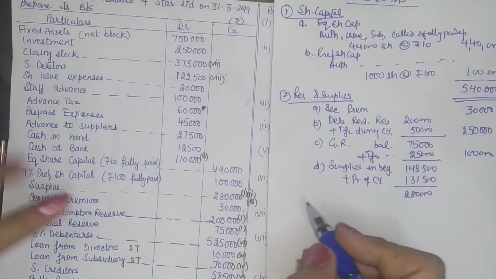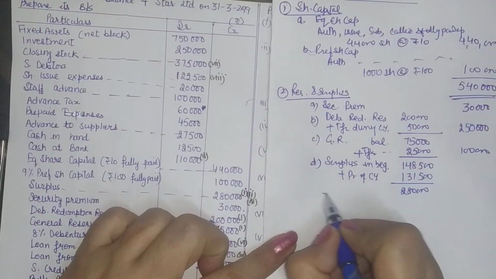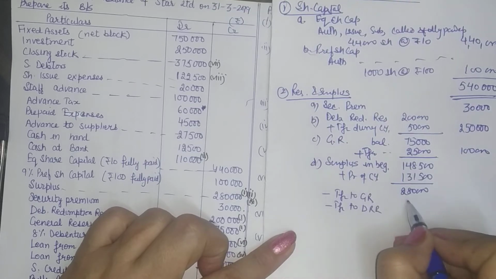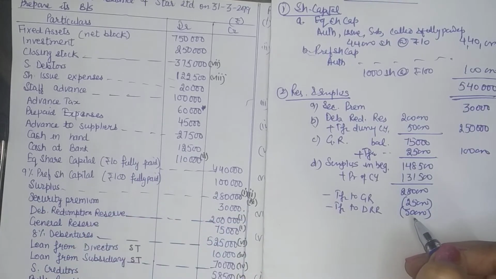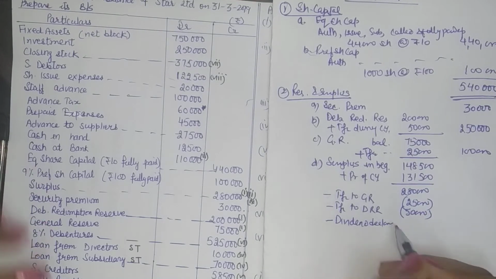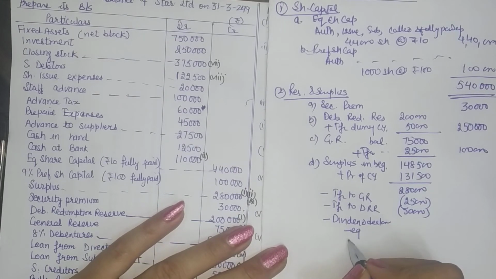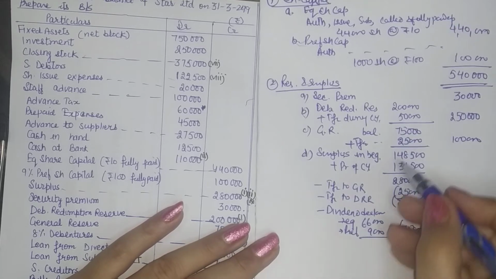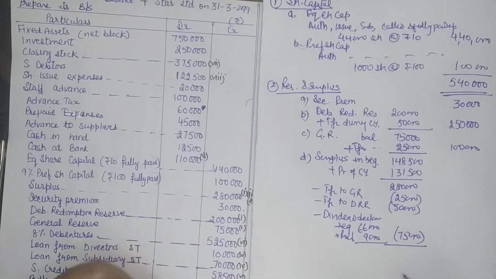What else is there? In the surplus, the first adjustment was transfers were made. So less transfer to general reserve, less transfer to debenture redemption reserve: 25,000, 50,000. Then another adjustment, the second adjustment was dividend declared. Dividend declared was 75,000 in all. So equity and preference: 66,000, 9,000, 75,000. CDT has been ignored, otherwise that would have been provided from this also. So you are left with how much in the surplus?